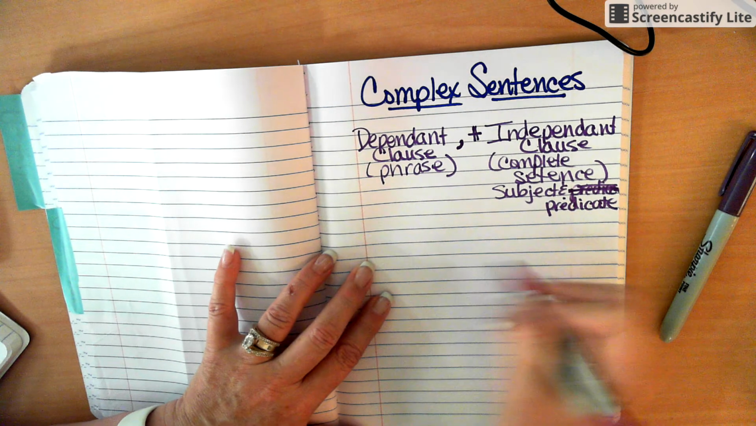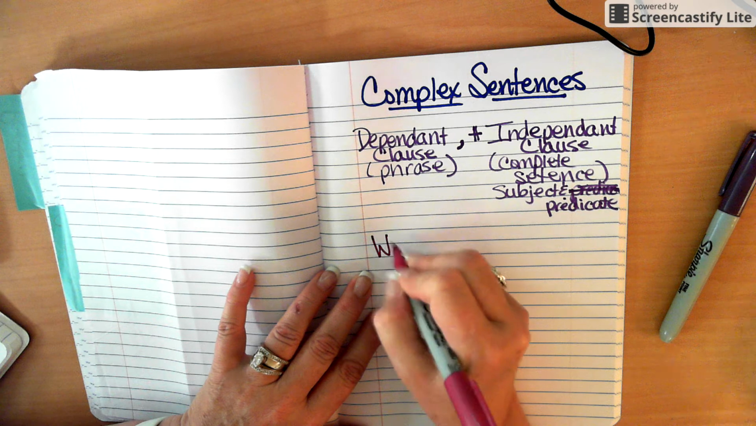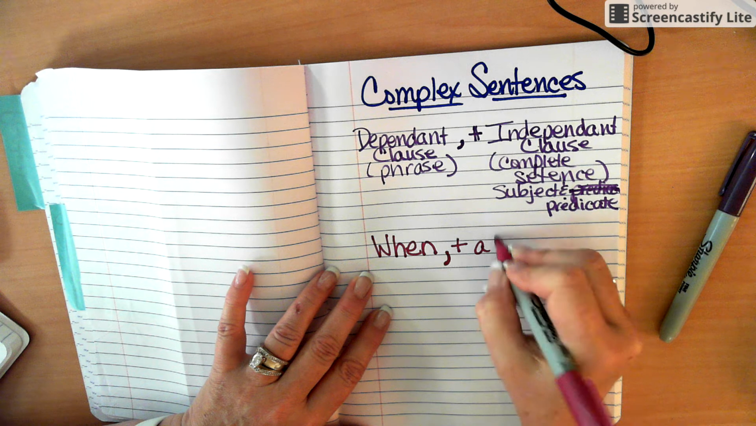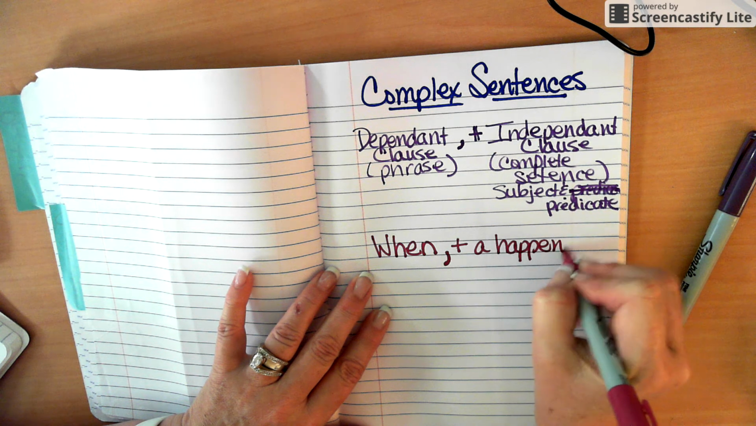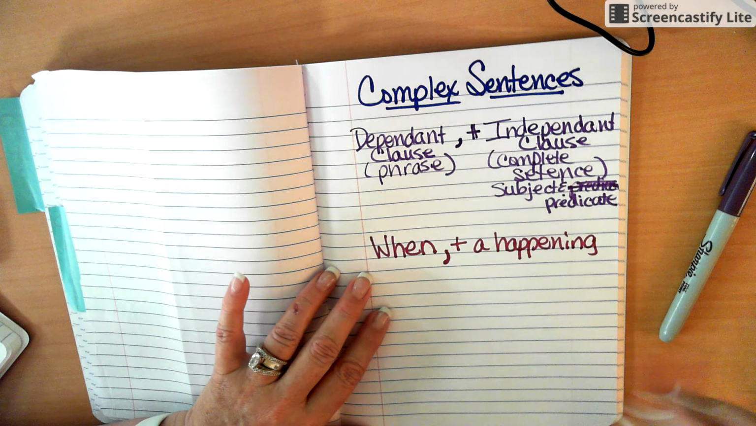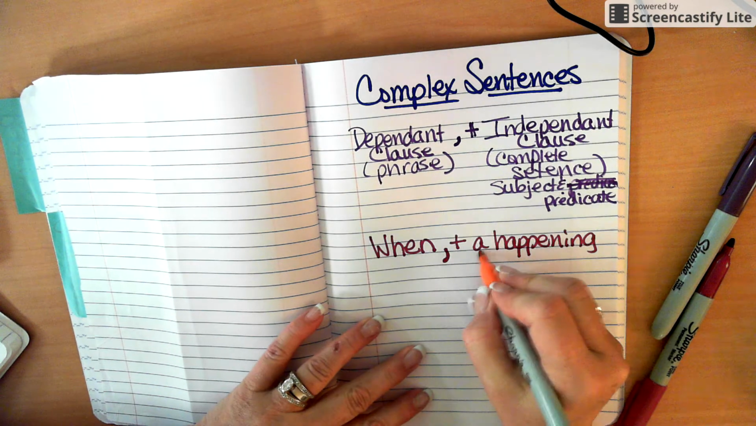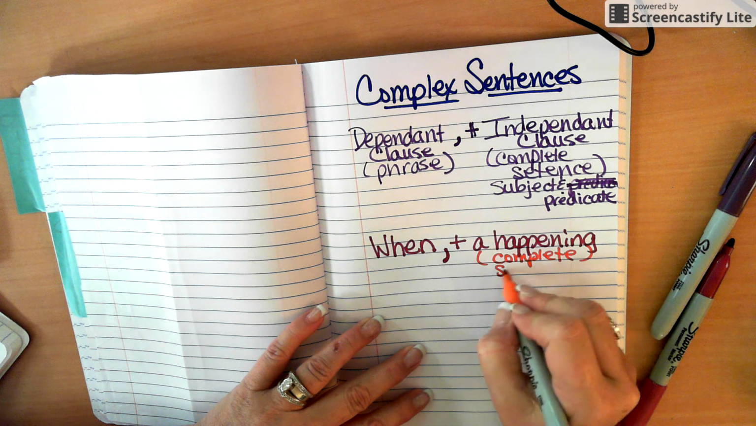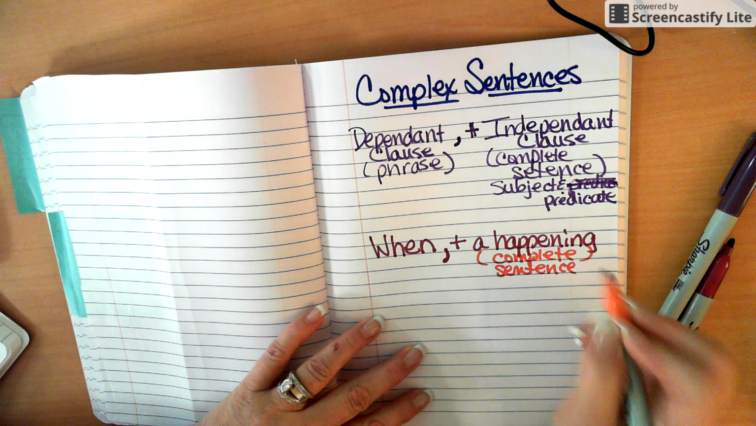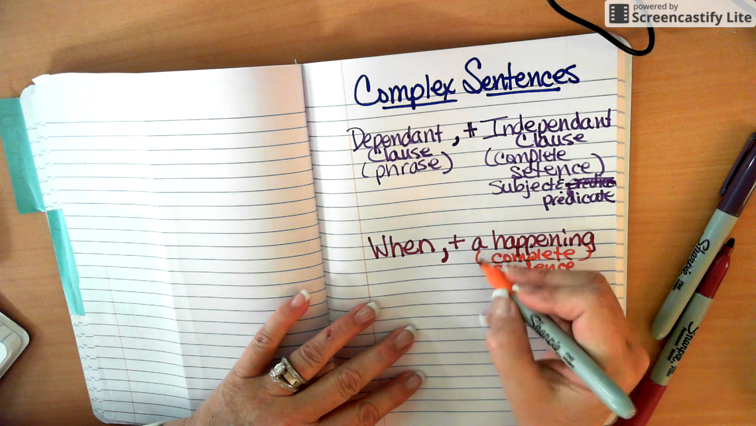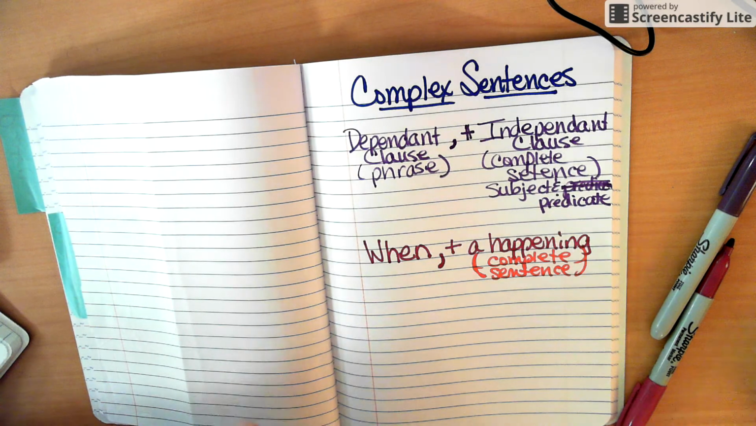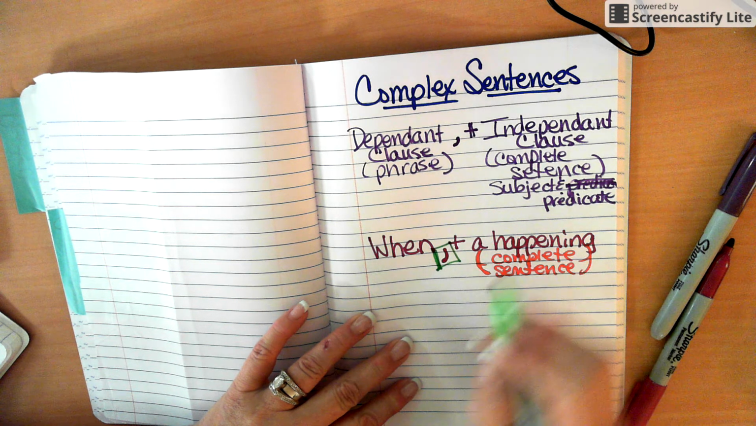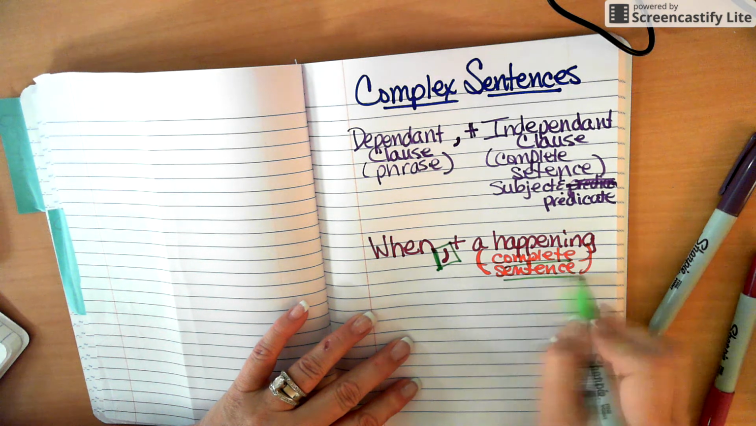All right, the first type I want to give you, there are about 4 types that we're going to talk about. It's a when, comma, plus a happening. And this happening on this side must be a complete sentence. So I'm going to change complete sentence. Has to be a complete sentence. That happening does. Okay, the when plus the happening, when, comma, plus a happening, and it must be a complete sentence.